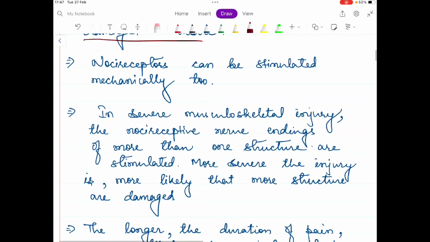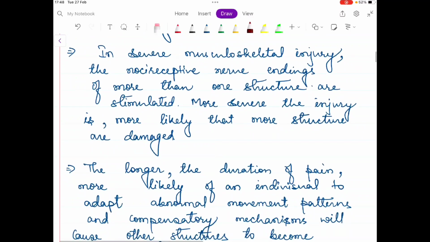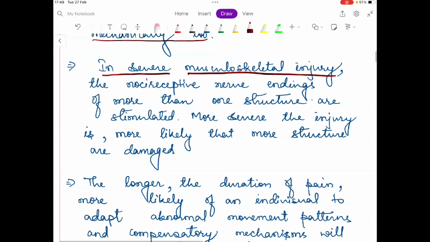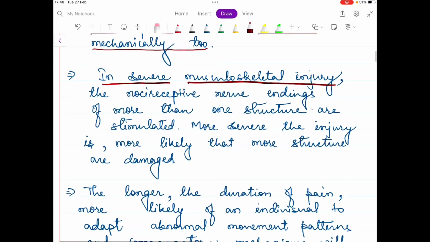Now, nociceptors can be stimulated mechanically too. Let's say that there is a severe musculoskeletal injury due to trauma, or it could be due to anything. At that time the nociceptors can be stimulated mechanically also. For example, in severe musculoskeletal injury, the nociceptive nerve endings of more than one structure are stimulated. Basically, more than one structure is damaged. Let's say the bone is damaged, muscle is damaged, bursa is damaged.